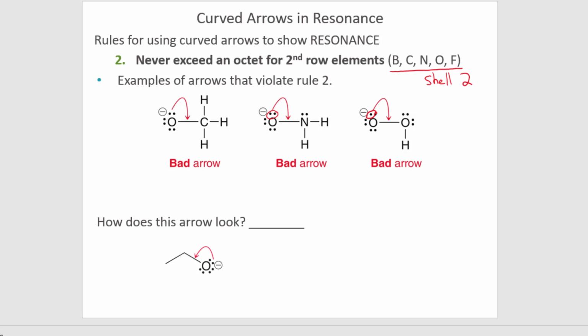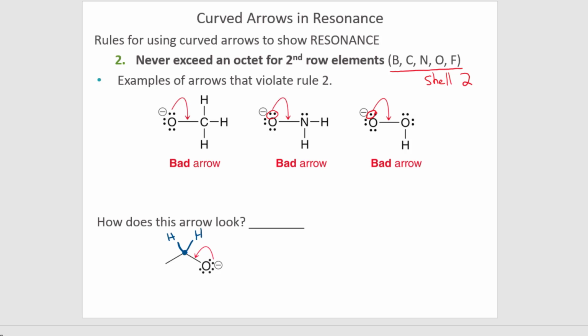How about this arrow down here? How does this one look? Take these 2 electrons and push them in. It's kind of deceiving, right? You've got to remember your bond trends. Remember, that's a carbon at the end. That carbon doesn't have a charge associated with it. So what does that mean? Well, it means that there are 2 hydrogens there that just were not drawn.